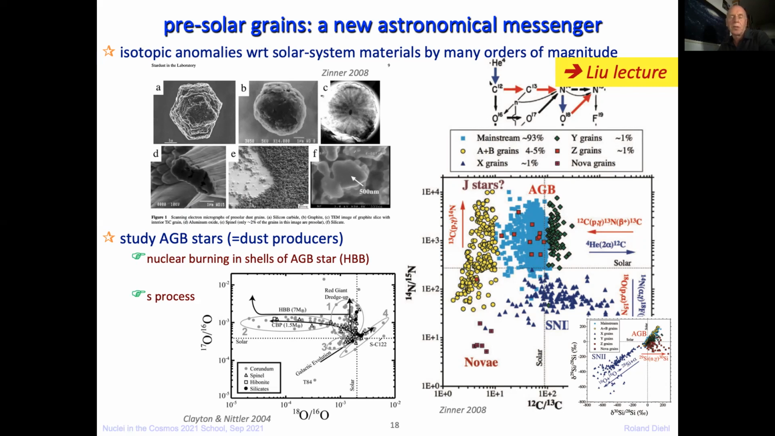The open issue, of course, is how did these grains form in the first place? So what is the efficiency of grain formation, and how did they get transported to be in the meteorites in the solar system?